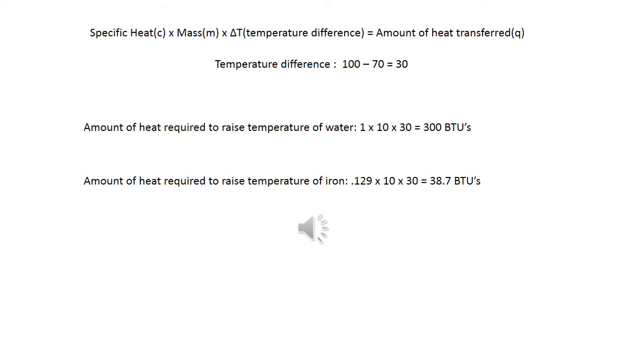So following the formula, the first thing you'd want to do is find the temperature difference. So you take the final temperature, which is 100, and you subtract 70 from it. You come up with 30.